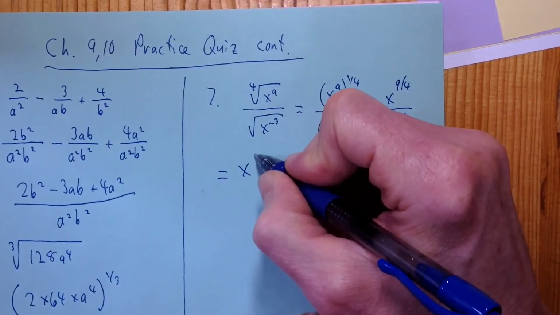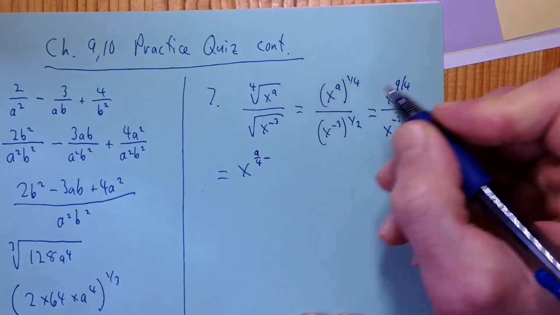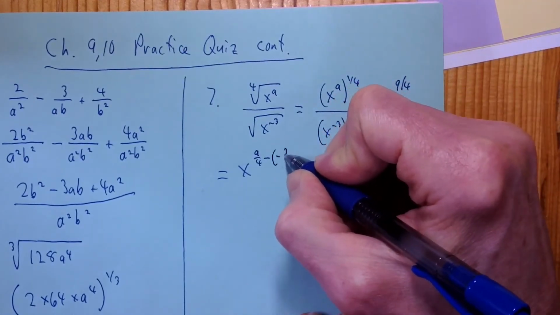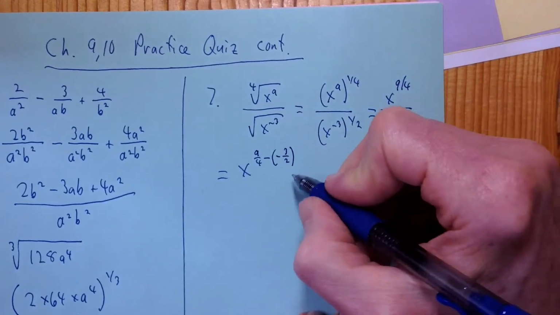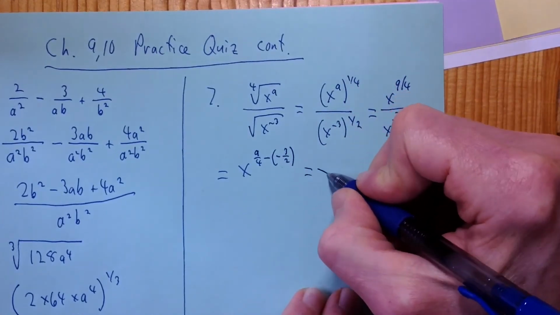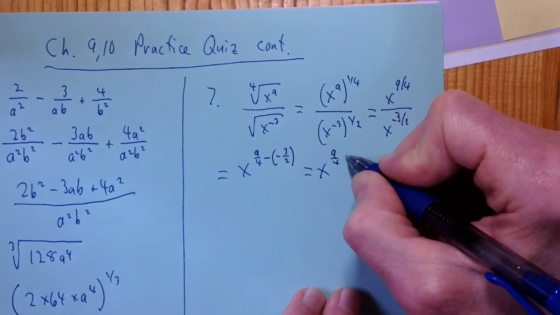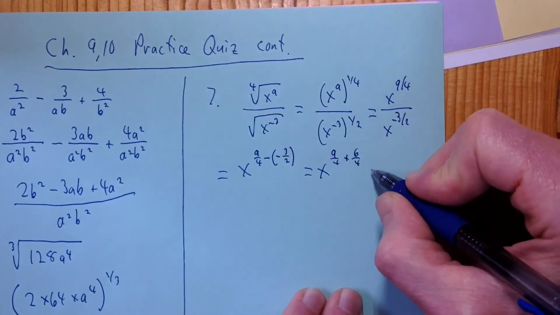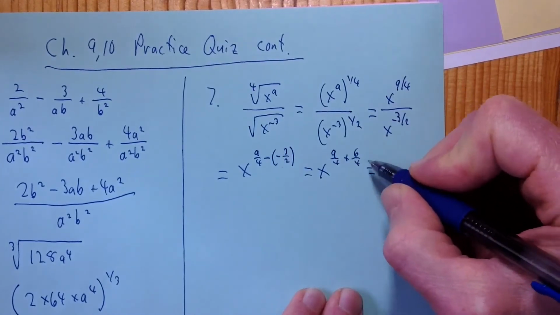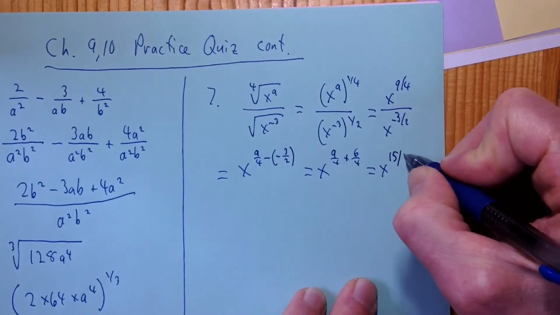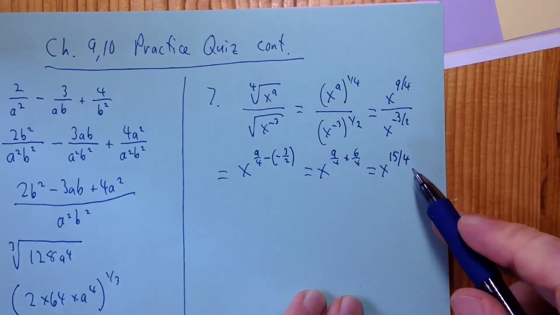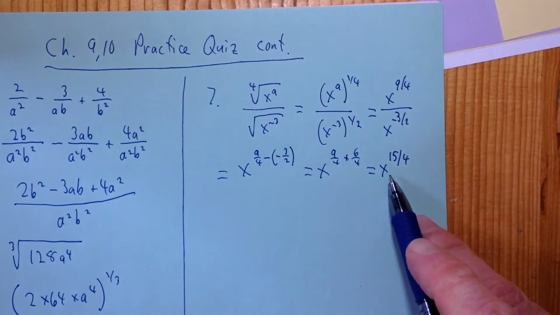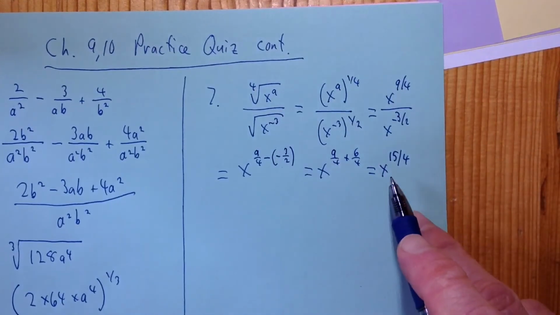This is equal to x to the 9/4 minus, so it's the top minus what's in the bottom, minus -3/2, which minus negative is positive. So that's x to the 9/4 plus, let's make that a 4th, so multiply bottom by 2, top by 2, plus 6/4, which is x to the 15/4. And we could write that as 3 3/4 or something, but that's totally good enough. And this is a lot simpler looking than what's up here. Okay, so that's number 7.